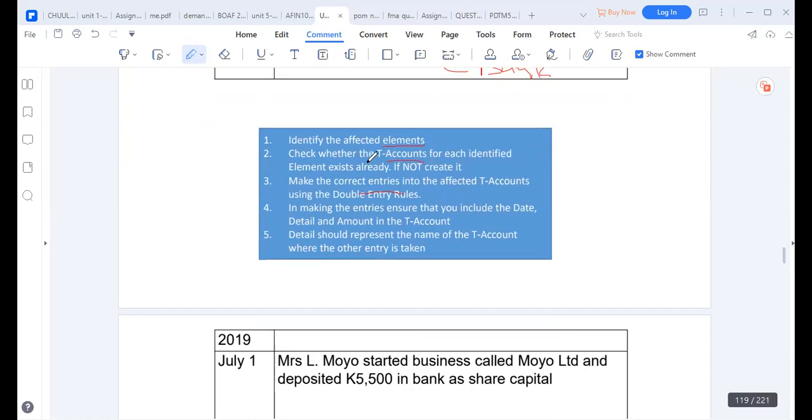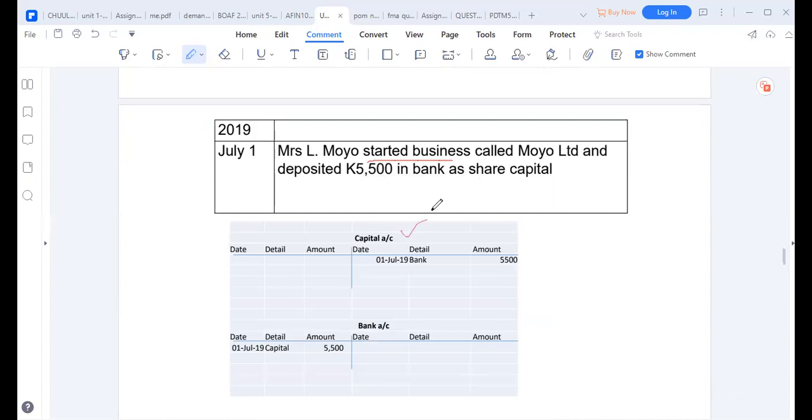So we have identified two accounts, the capital account and the bank account. We can see the bank account, which is there. So now we said bank is an asset. So to increase our assets, we debit them. So this heading here becomes the element that we're going to put inside here, the entry. So we call this capital. We're going to put 5,500 because we're increasing assets. Then this one is a revenue, so to increase it, we credit 5,500.